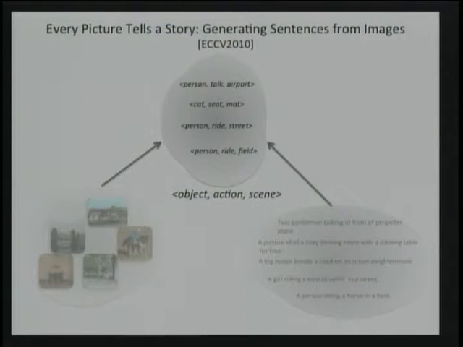So in ECCV 2010, we introduced this problem of predicting sentences for images. Our solution would be to assume a representation, a space between the space of images and the space of sentences. I'm going to call this intermediate space the space of meanings. This is an observed space, and I'm going to assume a very impoverished representation for that space. For simplicity, I'm going to represent my space of meanings with objects, actions, and scenes.